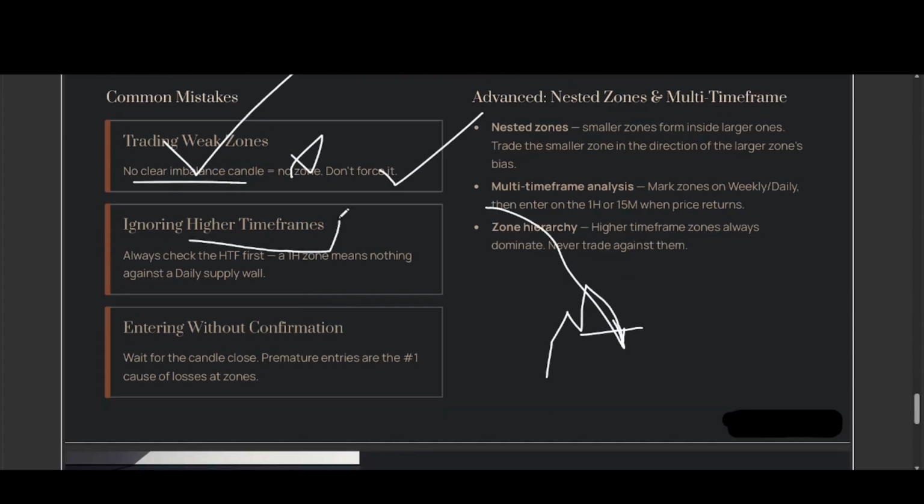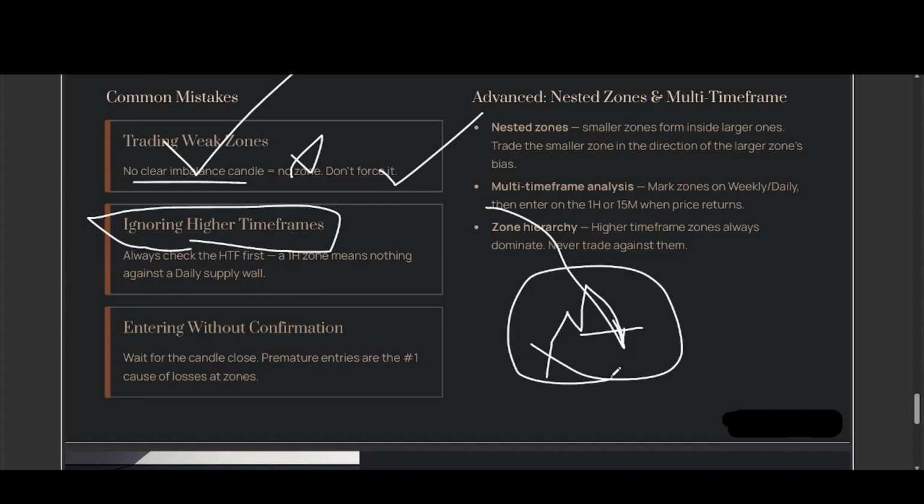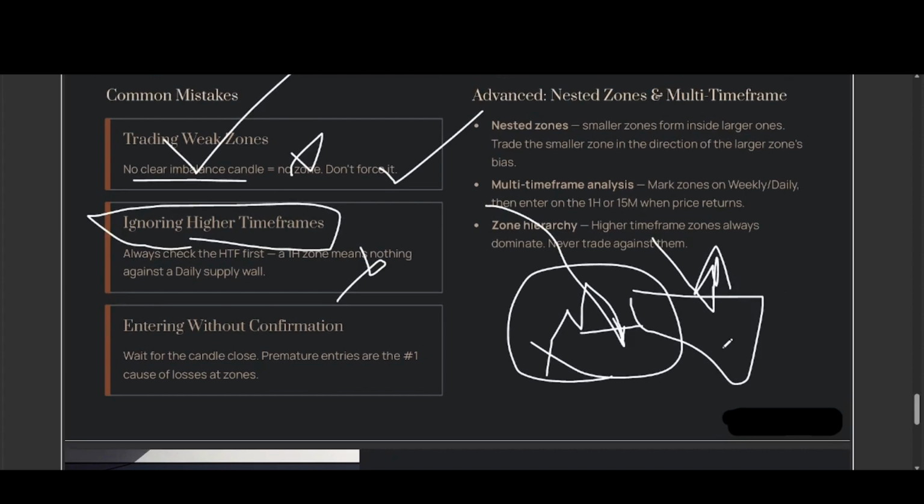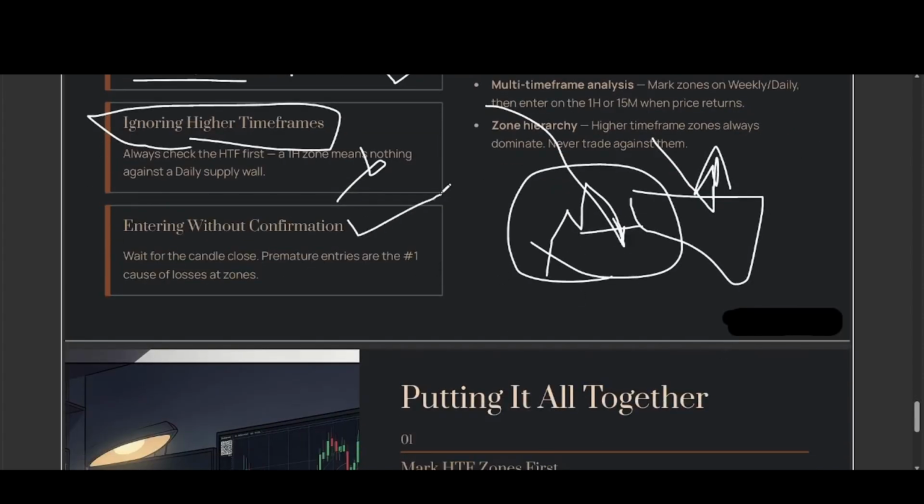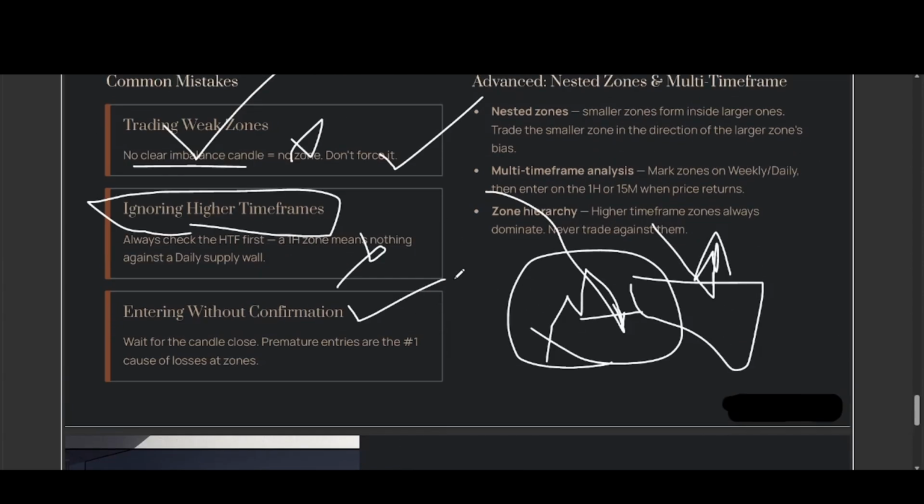Second thing is ignoring higher time frames. You see this break pattern happens in all the higher and lower time frames as well, like 4 hour, 1 day, 1 hour, or you can go higher and lower. So don't ignore the higher time frames. In a higher time frame, if a support or demand zone is there and it's getting tapped, you can go on to the lower time frame and then enter to get more returns, or to get a good risk reward as well.